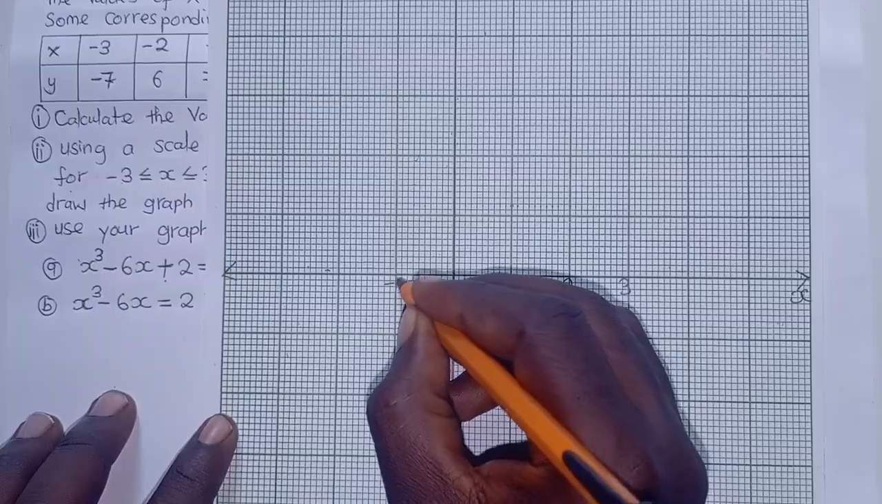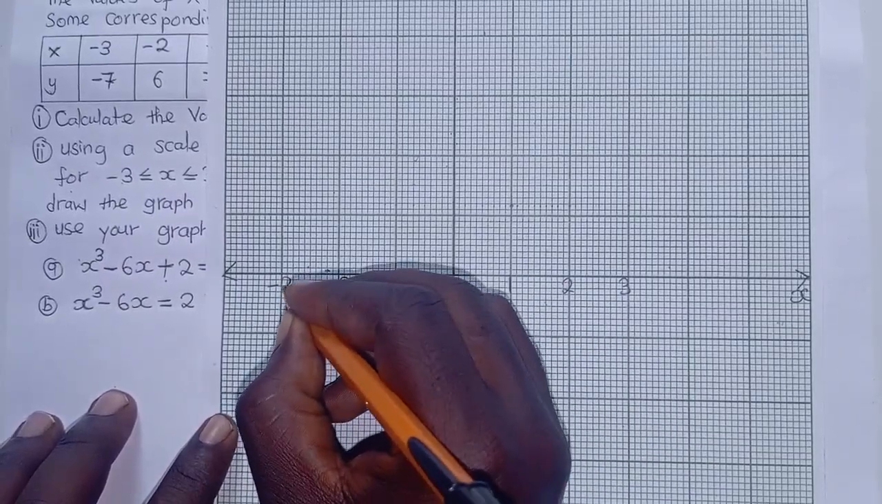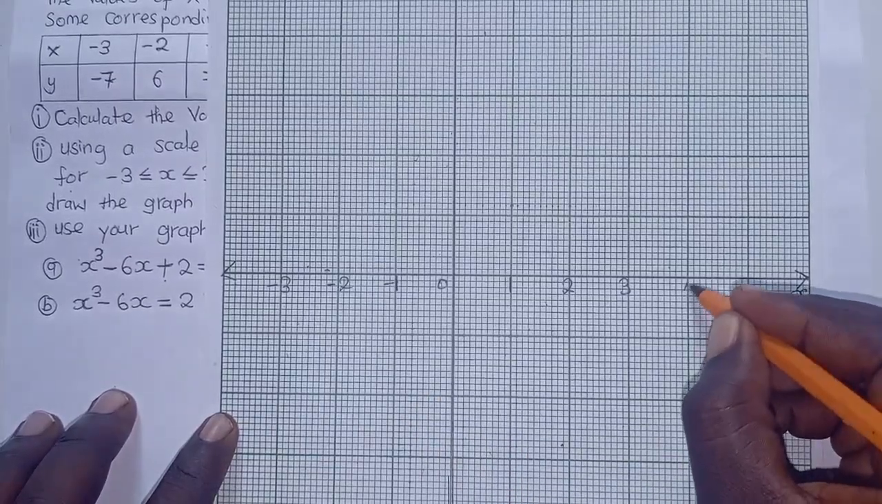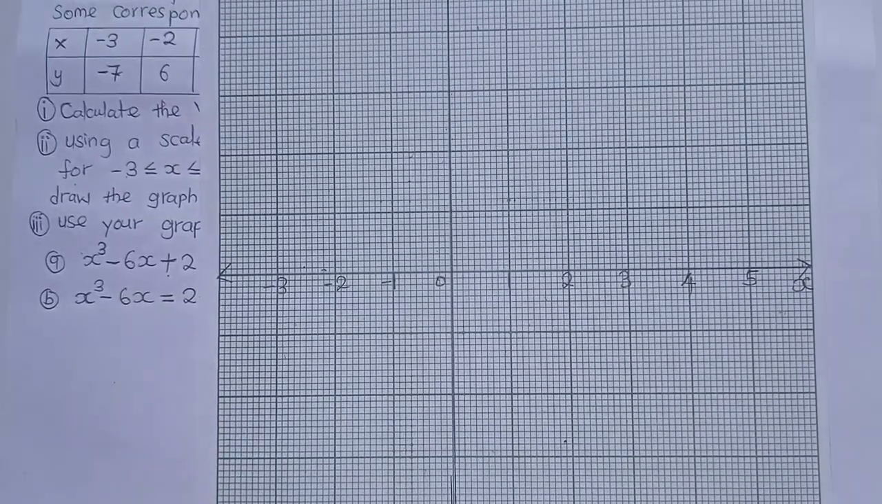Even here, negative 1, here I find negatives. Negative 2, negative 3. So I can finish here, 4, 5. There is no problem. The choice is mine. So there is no pressure there. I can do that if I want.